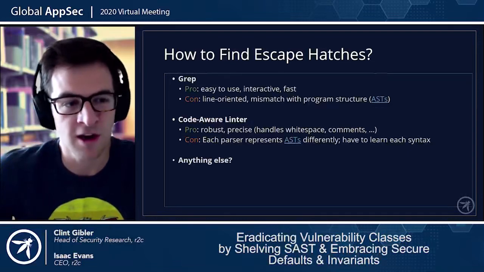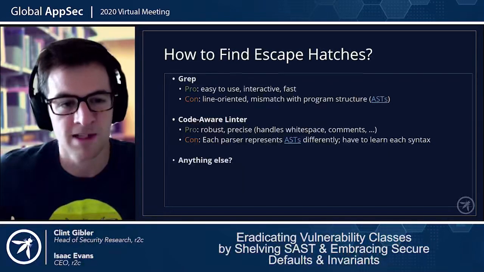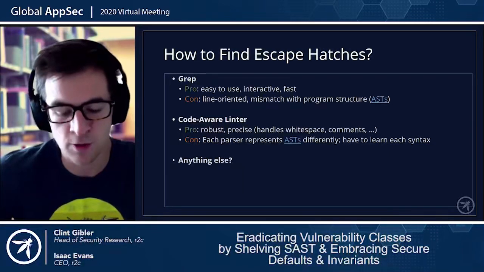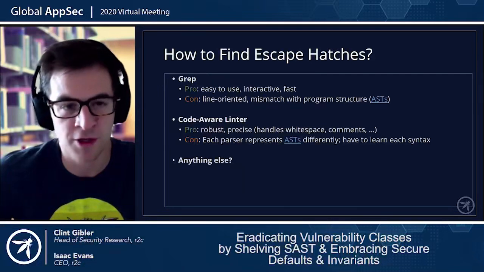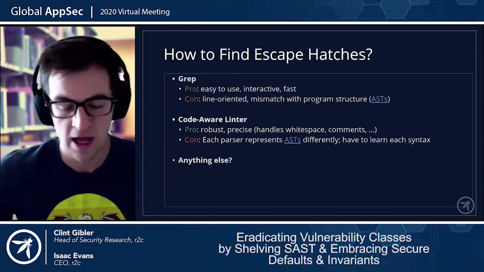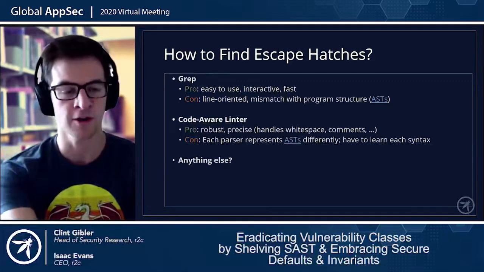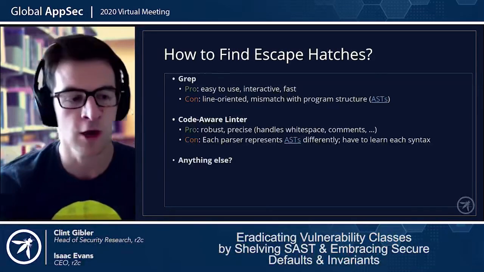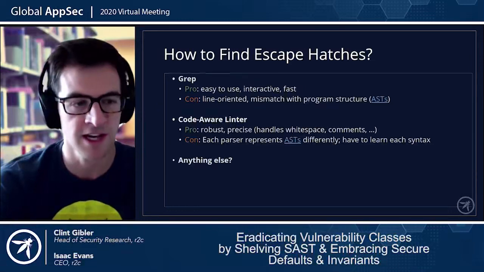And that's because of the con here. It's line oriented, so there's a little bit of a mismatch, well, a pretty big mismatch between a textual tool and the tree-like structures of programs. So the abstract syntax tree, if you're familiar with the term, which is why many people will either use or build a plugin to a code-aware linter, which I've listed here as the second option.